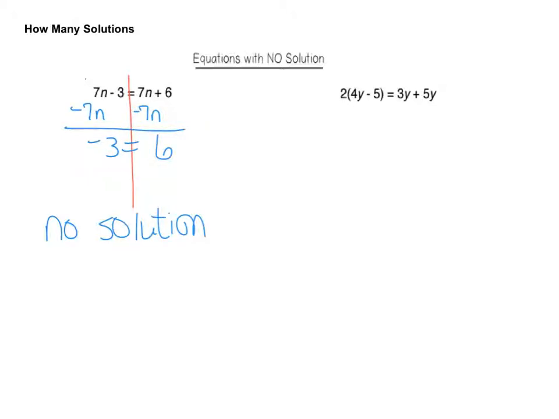Since we get something that's not true, that means there is not an answer. There is no value of n that would make this true. It doesn't matter what I plug in for n, this will never, ever, ever be true. So it is a no solution.